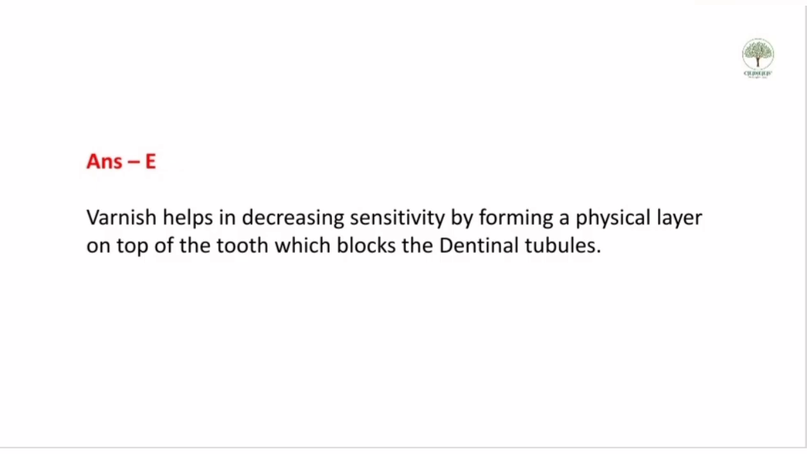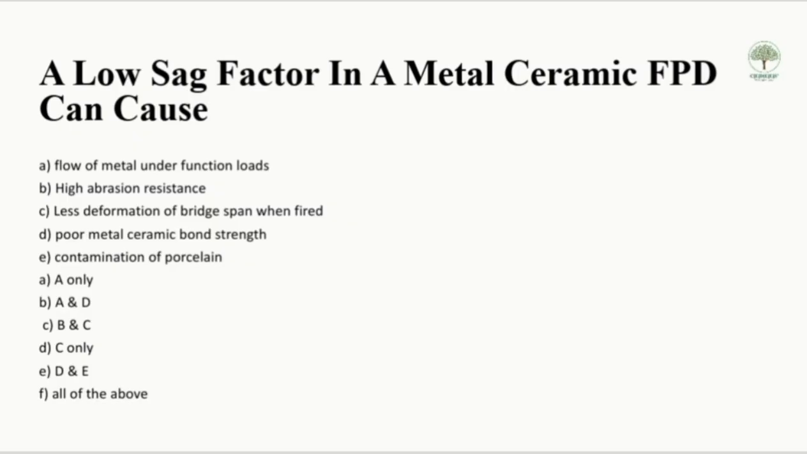Our next question is, a low sag factor in metal ceramic FPD can cause option A, flow of metal under function loads, B, high abrasion resistance, C, less deformation of bridge span when fired, D, poor metal ceramic bond strength, E, contamination of porcelain. So here again, multiple options could be correct. For this, you have to first know what a sag factor is and what happens when the sag factor is low or when it is high.